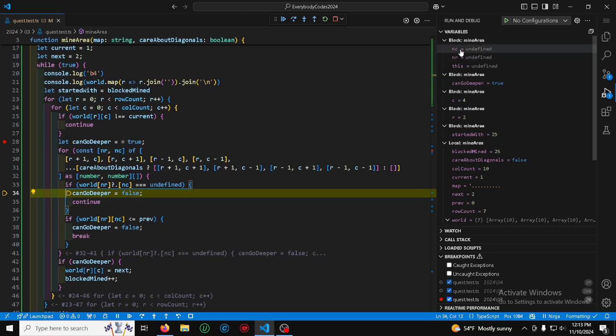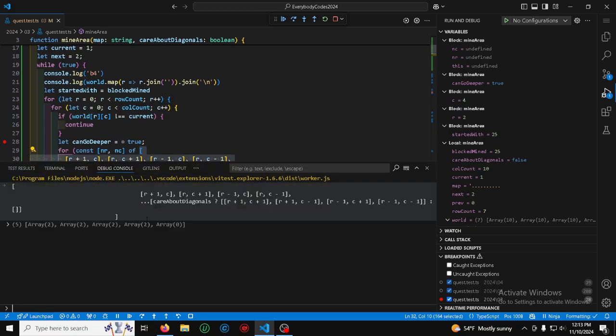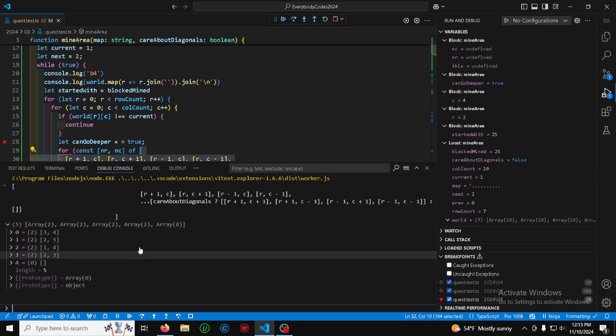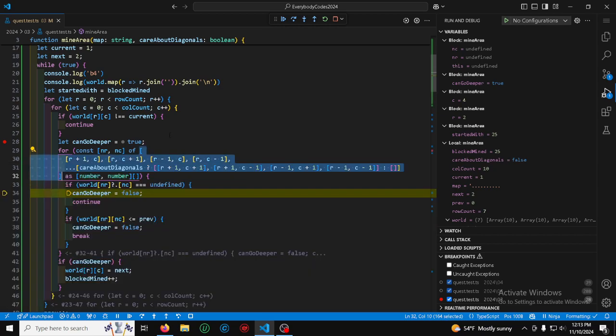Yeah, what the heck is this NR NC that's optional? Okay, what does this evaluate to? Because that's the thing I changed. I think I goofed it. Ah, it's an empty array. When did that happen?